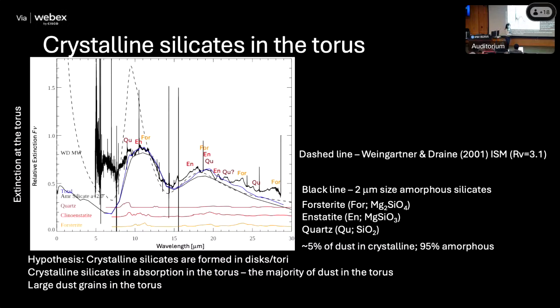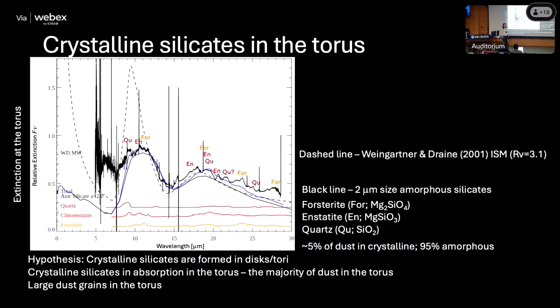So in this disk, approximately 95% of the dust is amorphous and 5% of the dust is in crystalline form. There was a hypothesis from the ISO era that crystalline silicates are formed in the disk and tori when there's a stable disk. And indeed, the majority of crystalline silicates are actually found in the torus.